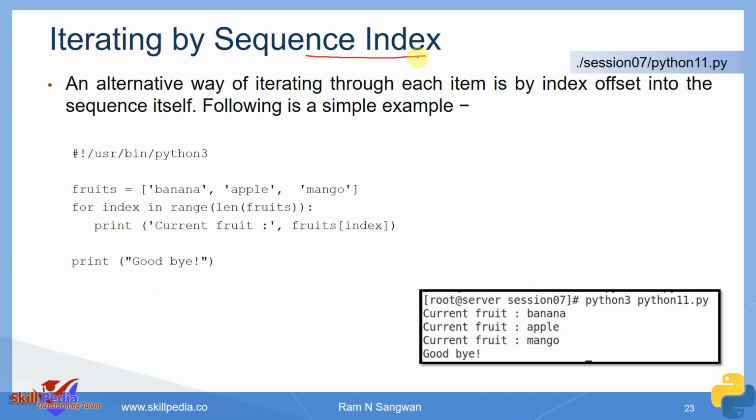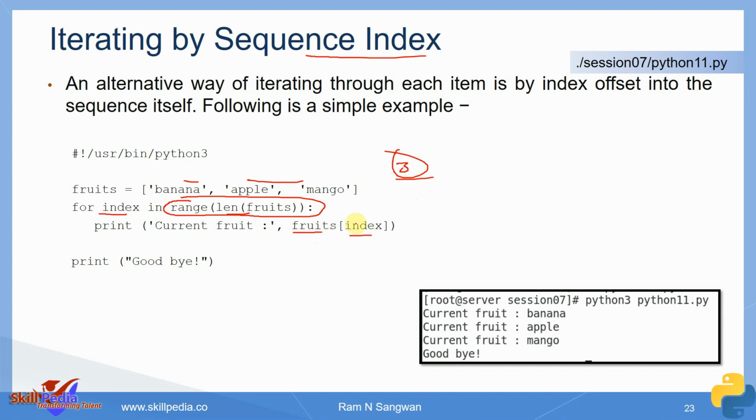Iterating by sequence index, you can also use index. For example, for index in range of length of fruits. When you say length, it will get how many elements are there. There are 3 elements. And you say range, so I want to execute one by one all the elements. And you are using fruits index.